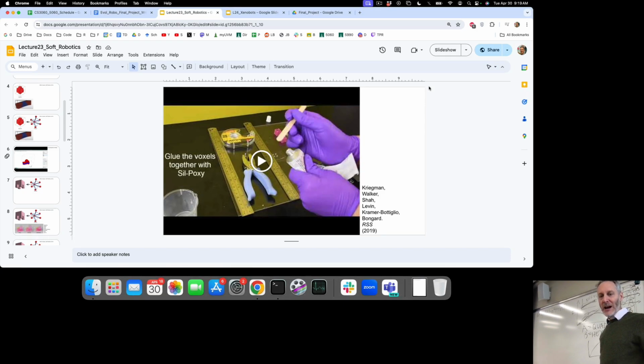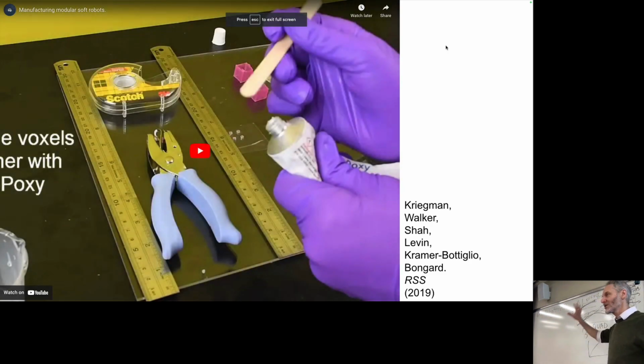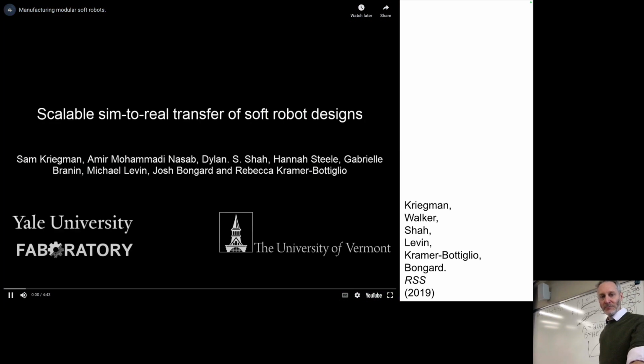If you go to the Voxcraft website, you too can build physical soft robots. All of the materials to do this cost about $150. You can get them all from Amazon. So if you're looking for a do-it-yourself project this summer, there you go.